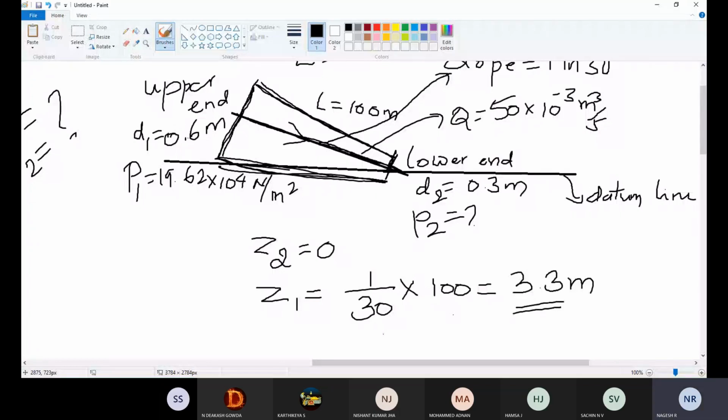Make it clear that whenever Z1 and Z2 are not given, they will give the value of the slope. At that time, with respect to the direction, you consider the lower end as 0. The other end you calculate like this, 1 by 30. The slope may be 1 by 100 and the length may be 200; you take 1 by 100 into 200 and you will get the answer. Like this, we need to calculate the values of Z1 and Z2.